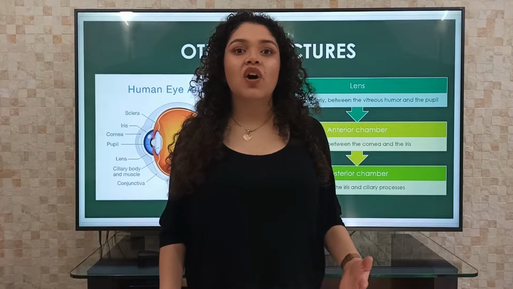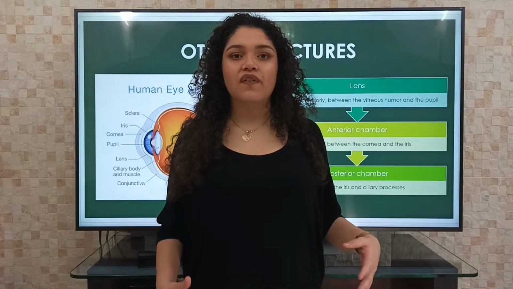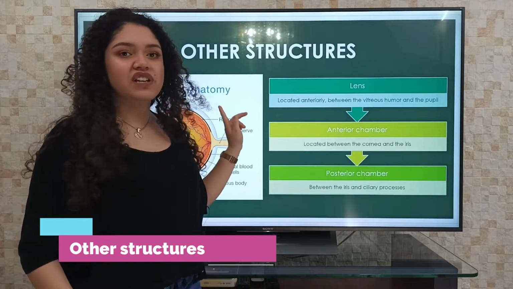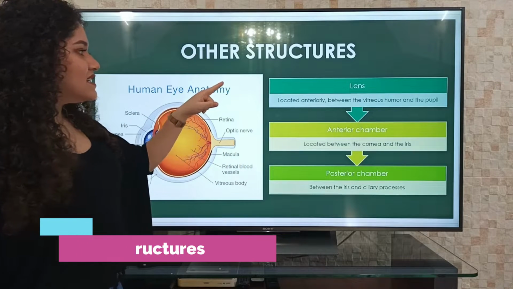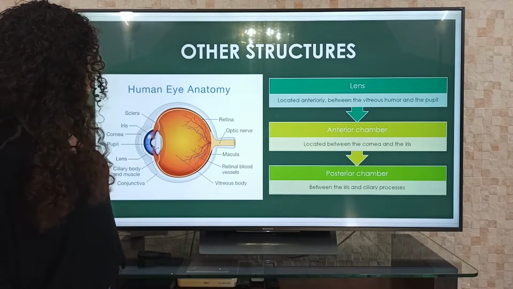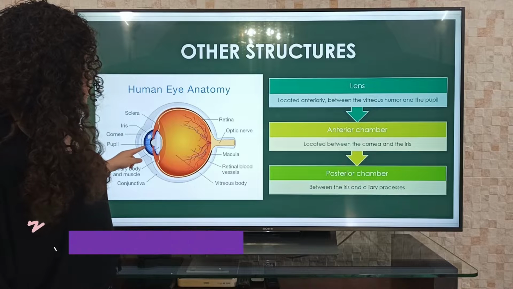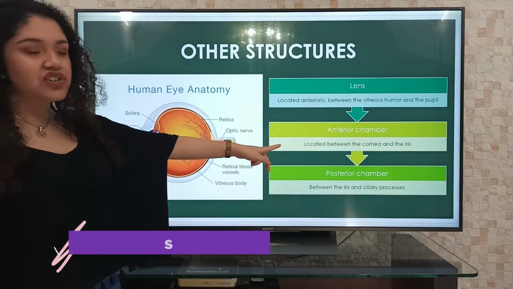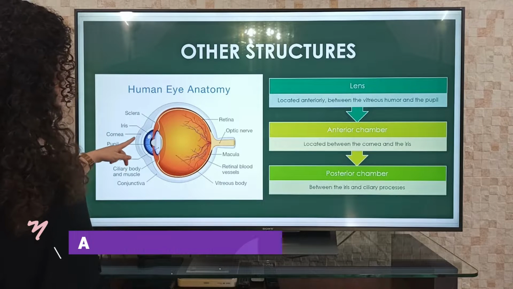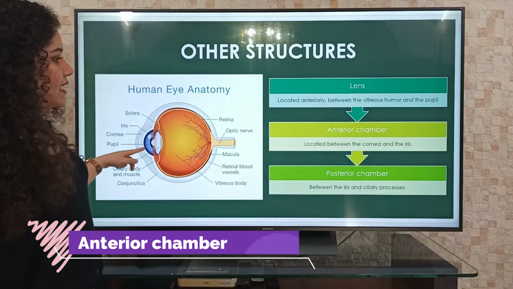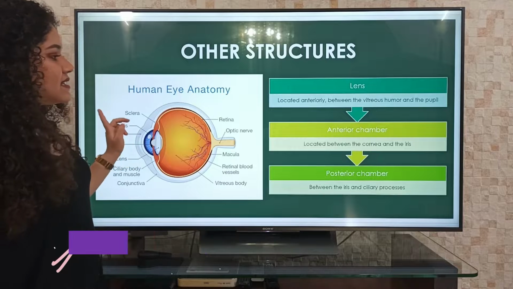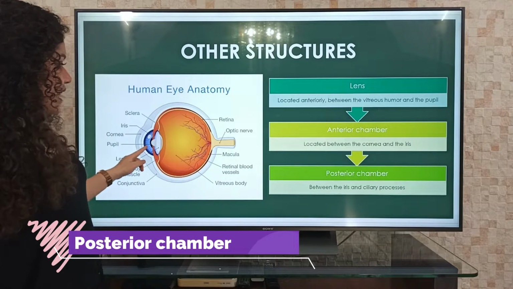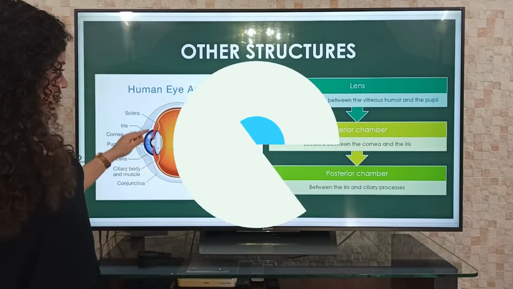Also, we can talk about three other structures of the eye, for example, the lens, the anterior chamber, and the posterior chamber. The lens is located between the pupil and the vitreous body, right here. The anterior chamber is located between the cornea and the iris, and the posterior chamber is between the iris and the ciliary process.